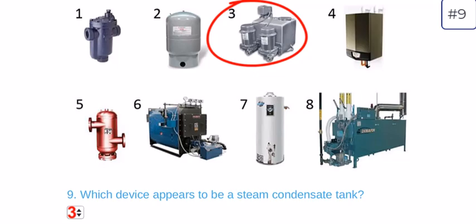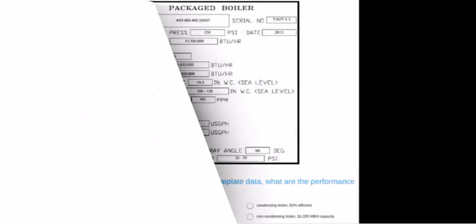Number 5 is an air-water separator. 6 looks like a steam boiler. 7 looks like a gas-fired water heater. And 8 looks like a hot water heater, where you see on the left that the gas or maybe oil feed coming in, and then the 2 insulated pieces of pipe.